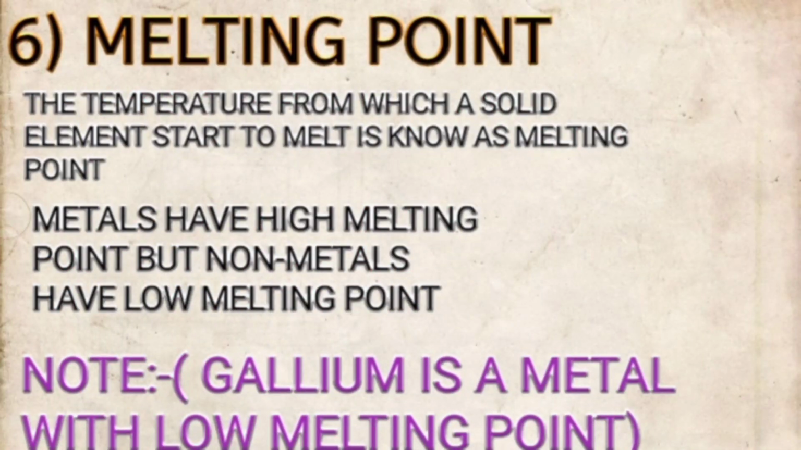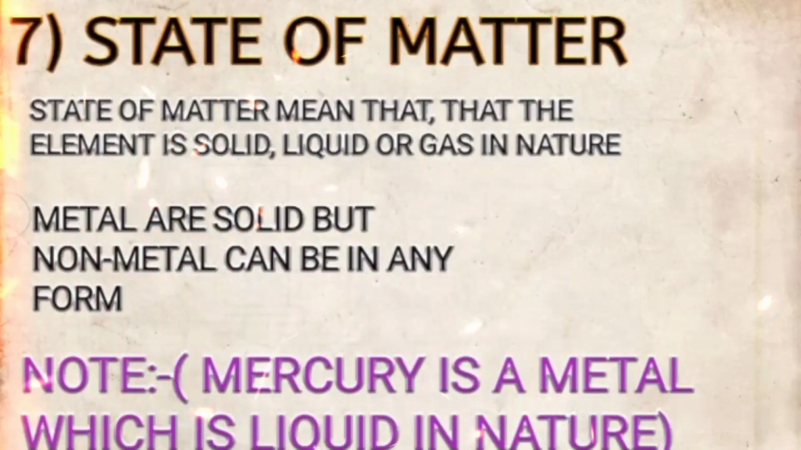Sixth is melting point. The temperature at which a solid element starts melting is known as its melting point. Metals have a high melting point but non-metals have a low melting point. But gallium is a metal with a low melting point, and diamond is a non-metal with a high melting point. Seventh is state of matter. State of matter means whether the element is solid, liquid or gas in nature. Metals are solid in nature but non-metals are present in any form, but mercury is the only metal which is liquid.